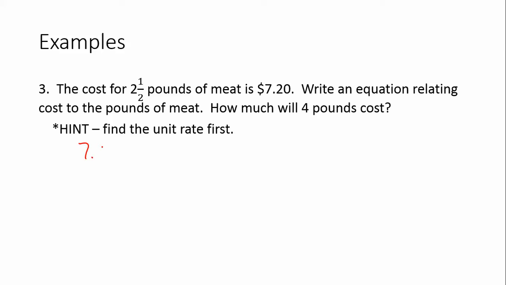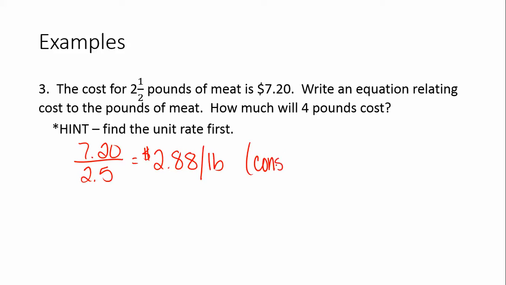So we have $7.20. Remember, money always goes on top. And we have 2.5 pounds. So we're going to divide in a calculator, 7.2 divided by 2.5, and that's going to give us $2.88 per pound. This is your constant of proportionality. And I'm going to write that here. This is the constant of proportionality.